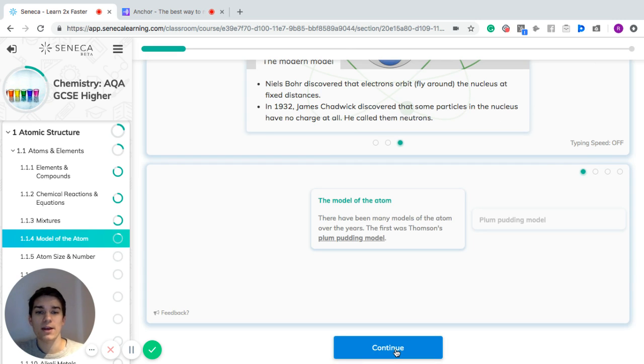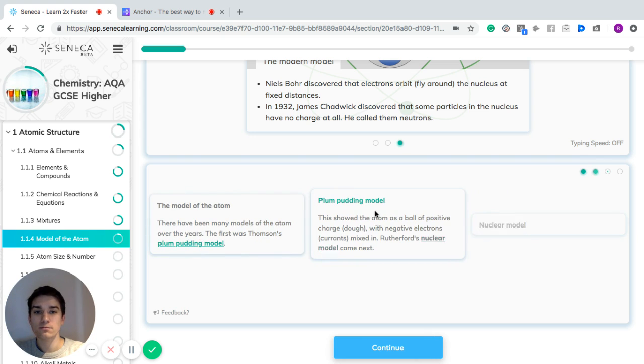So just to recap that, there have been many models of the atom over the years. The first was J.J. Thompson's plum pudding model, and it showed that atoms were basically a ball of positive charge, which is like the dough in his plum pudding, with negatively charged currants or electrons mixed through it.